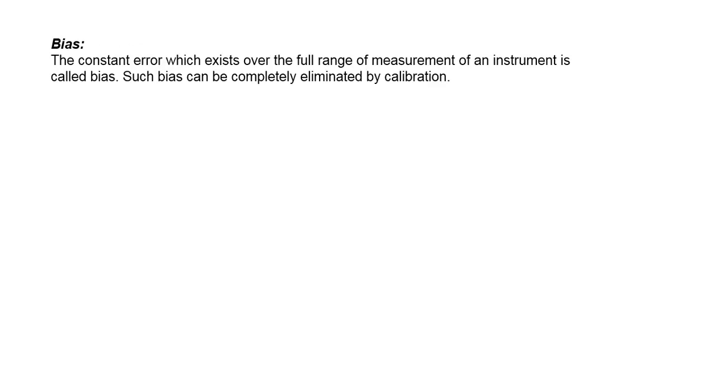Bias. The constant error which exists over the full range of measurement of an instrument is called bias. Now bias can easily be eliminated by calibration. I'll discuss calibration later on.